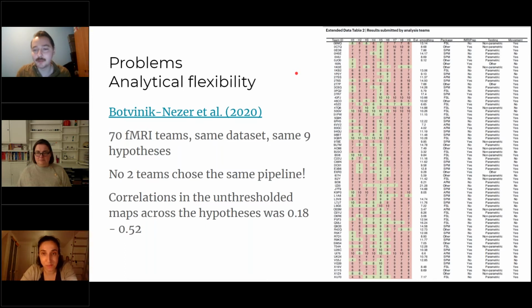But the fact that you couldn't find two fMRI teams that have actually chosen the exact same procedure can be kind of worrying. And even though the correlations of the thresholded statistical maps, so the actual pretty pictures, was relatively good, at least above 0.5, the correlations in the unthresholded maps that those thresholds are based on was much, much lower. So, this can be problematic.